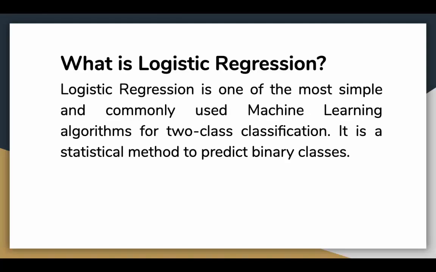Logistic regression is one of the most simple and commonly used machine learning algorithms for two-class classification. It is a statistical method to predict binary classes. Its basic fundamental concepts are also used in deep learning. It is a special case of linear regression where the target variable is categorical in nature. It uses a log of odds as a dependent variable. Logistic regression predicts the probability of a binary event utilizing a logit function.